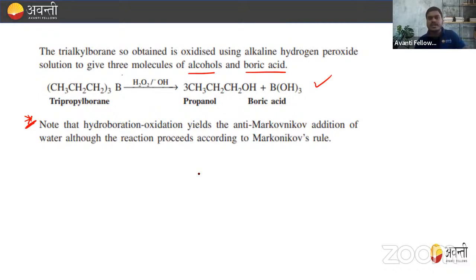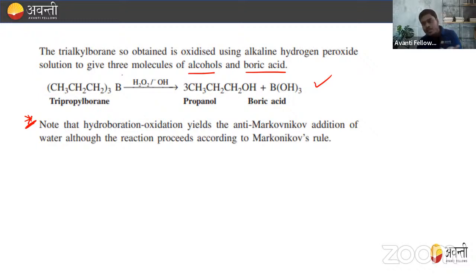Okay. So this is how you will get this, right? So hydroboration oxidation gives the anti-Markovnikov product. Always remember this thing. The first two methods, that is the acid catalyzed hydration and the oxymercuration reaction, are based on the Markovnikov rule, and this hydroboration reaction is totally based upon the anti-Markovnikov rule, right? So in this we'll get the primary alcohol.